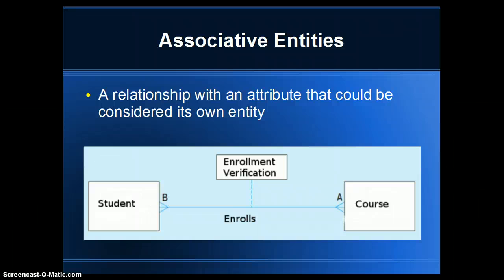Associative entities are a relationship with an attribute that could be considered its own entity. Here you see the entity student and the entity course. When a student enrolls in a course, there's an enrollment verification that's made. This is kept track of as an associative entity.